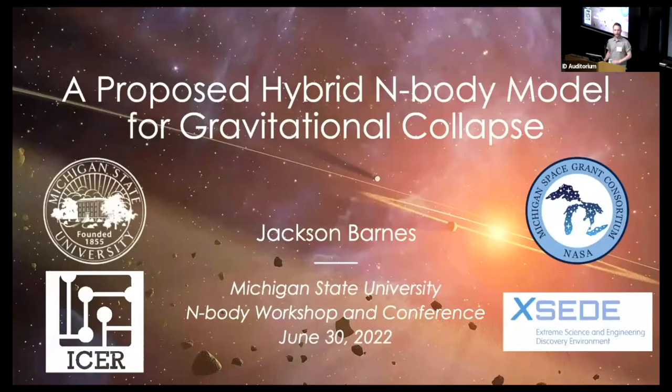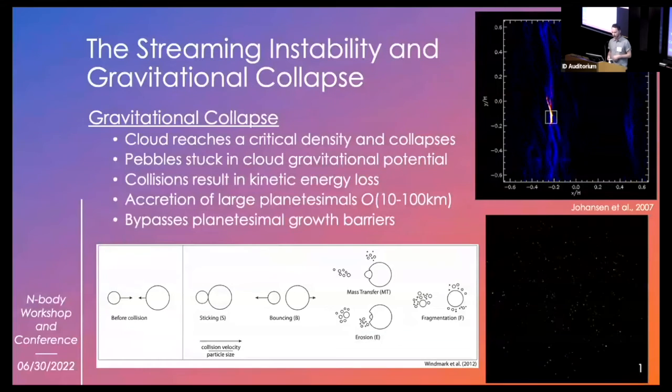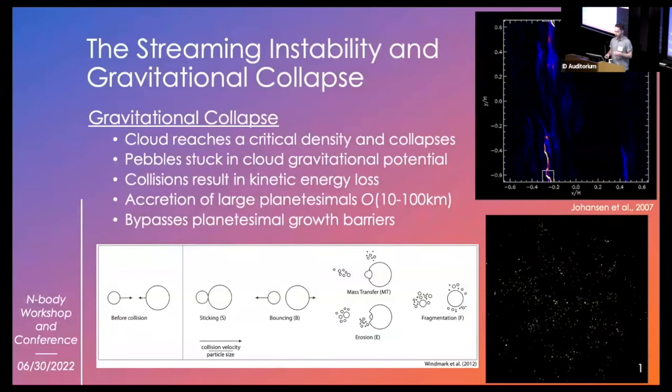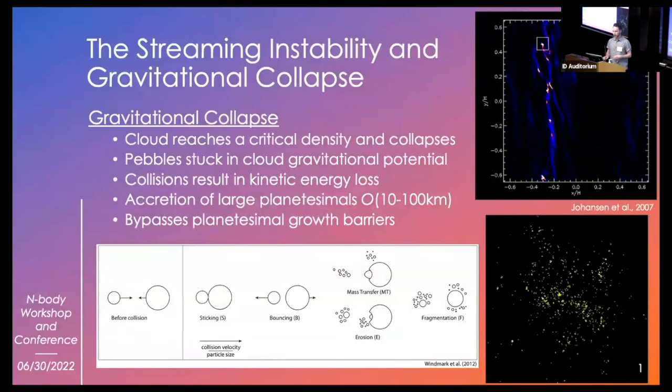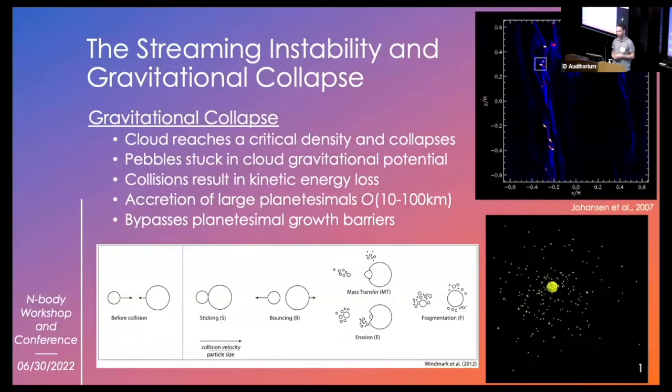Hi, everyone. My name is Jackson Barnes. I'm a graduate student at Michigan State University, and I'm going to be talking about a new hybrid n-body model that my collaborator, Stephen Schwartz, and my advisor, Seth Jacobson, and I have started working on to create a more complete model of gravitational collapse to form binary systems. Planetesimal systems, rather.